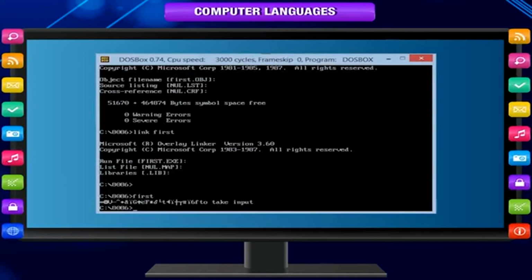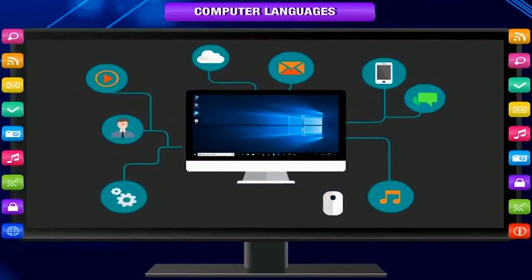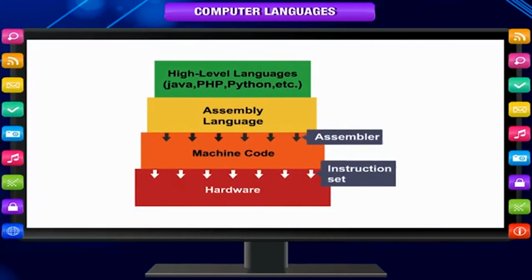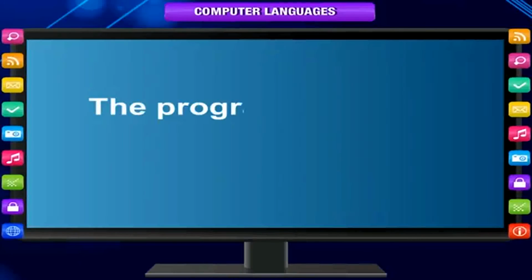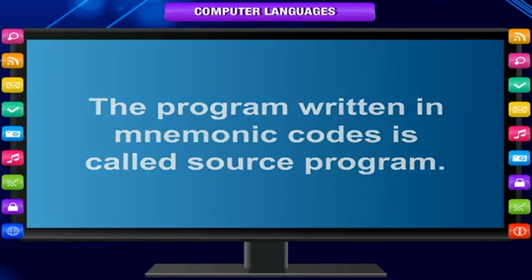The program written in assembly language has to be translated into machine language, and then only it can be executed by the computer. Assembler is the software program that translates assembly language into machine language. The program written in mnemonic codes is called source program.